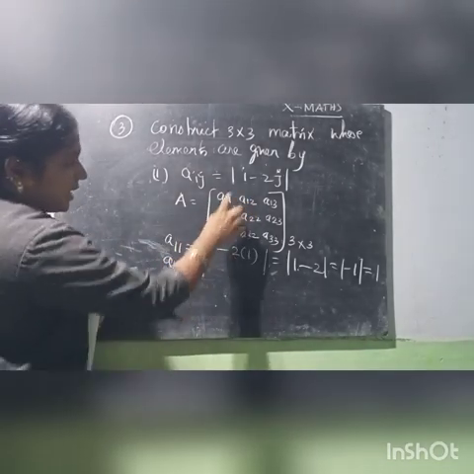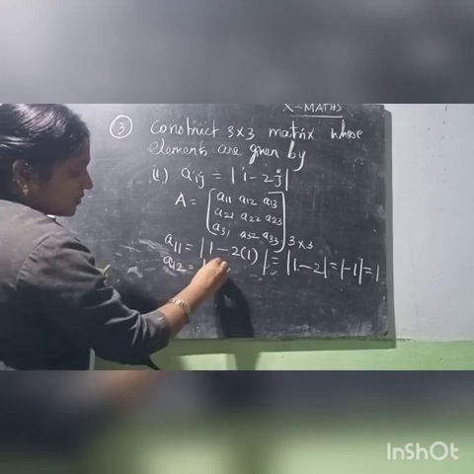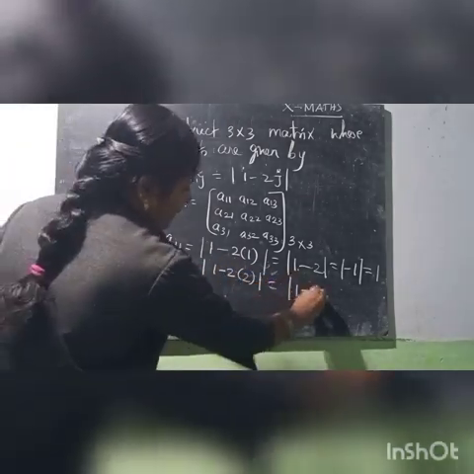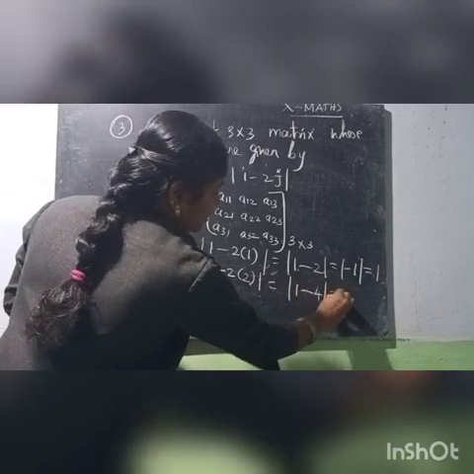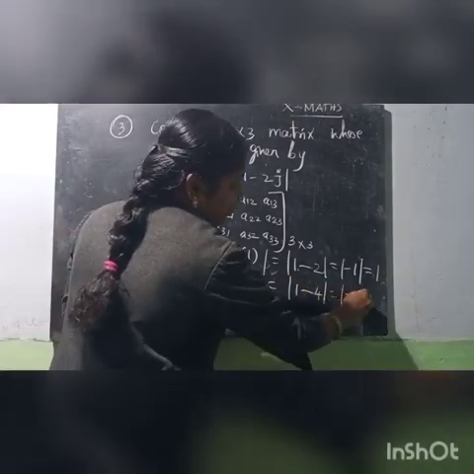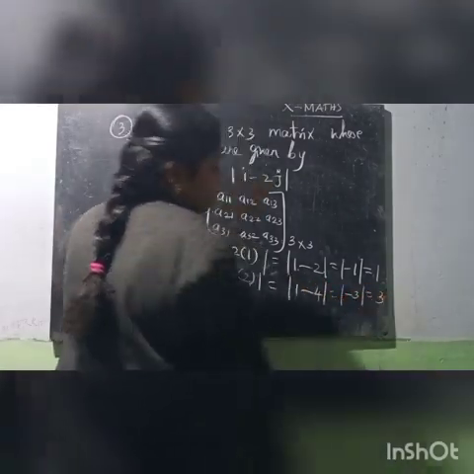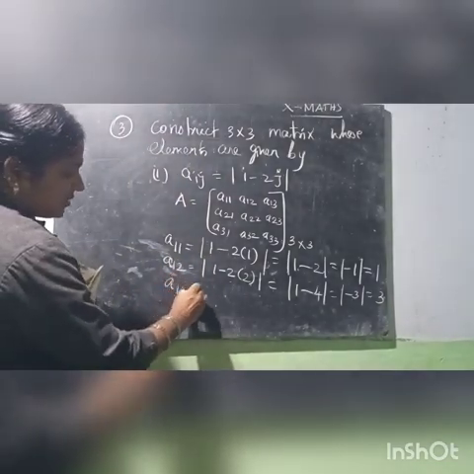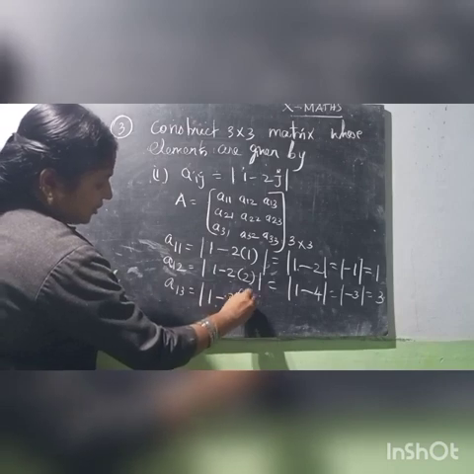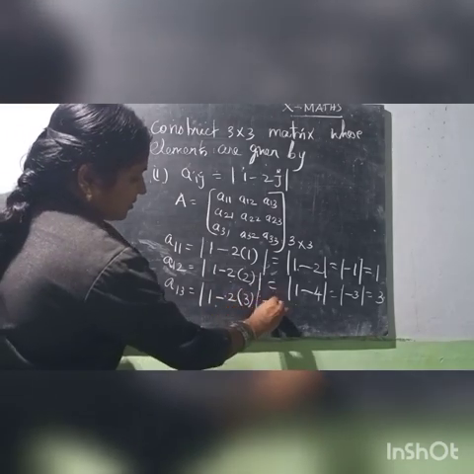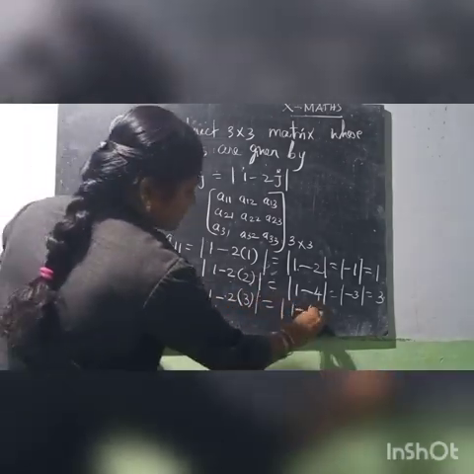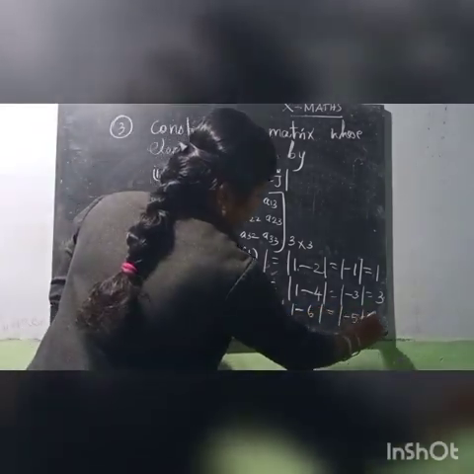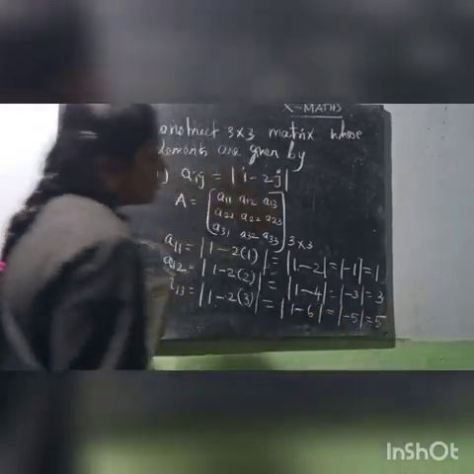The next one, A12. Modulus, i value is 1, j value is 2. So 1 minus 2 into 2. So 1 minus 2 2s are 4. So 1 minus 4 is minus 3. So here plus 3. Then next A13. So 1 minus 2 into 3. Modulus 1 minus 6, 2 3s are 6. 1 minus 6 is minus 5. So minus 5 will change into plus 5.